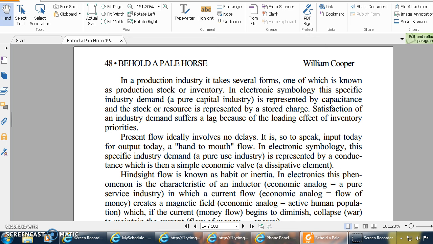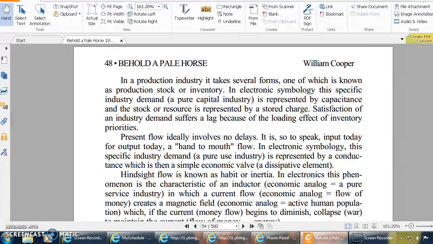Present flow ideally involves no delays. It is, so to speak, input today for output today, a hand-to-mouth flow. In electronic symbology, this specific industry demand, a pure use industry, is represented by a conductance, which is then a simple economic valve, a dissipative element.